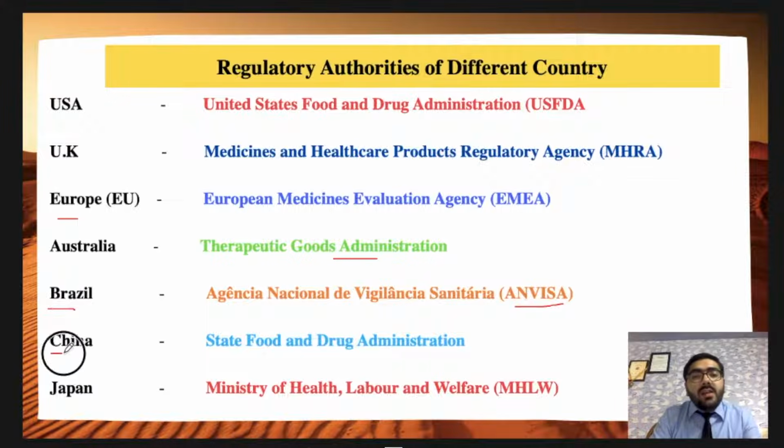In China, the regulatory authority is the State Food and Drug Administration. In Japan, it is the Ministry of Health, Labour and Welfare, MHLW. So these are the very important regulatory authorities. Besides these, there are other regulatory authorities also.